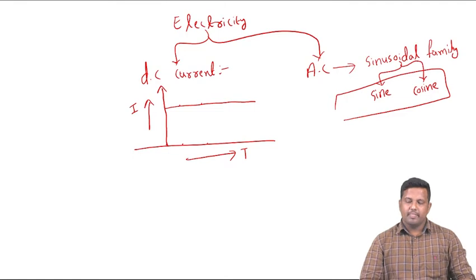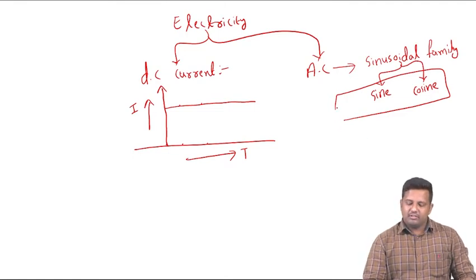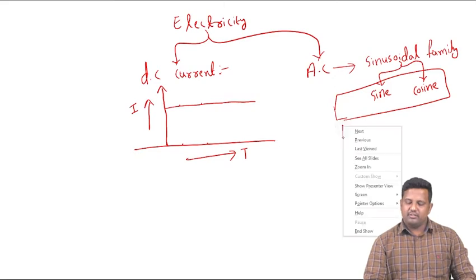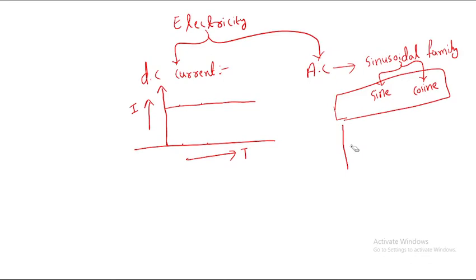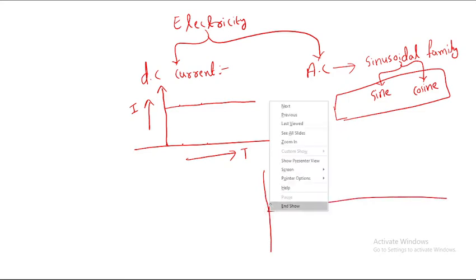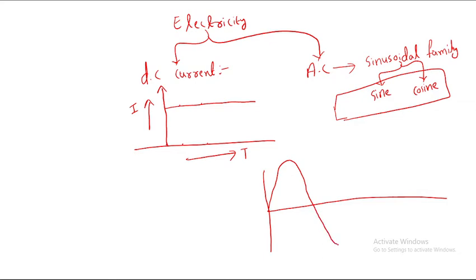The reasons we will see. So what would be the characteristics of this AC signal? The magnitude of the AC signal is positively increasing, reaching zero, negatively increasing, zero, positively increasing, negatively increasing, and it goes on.